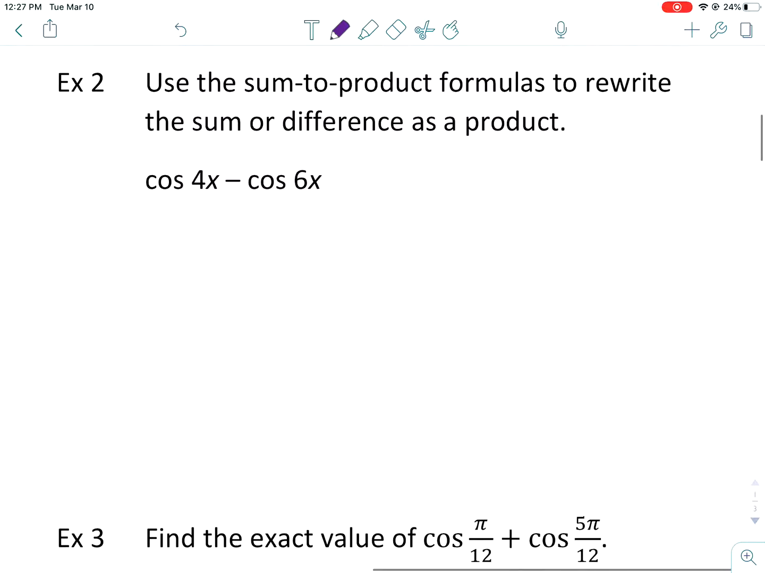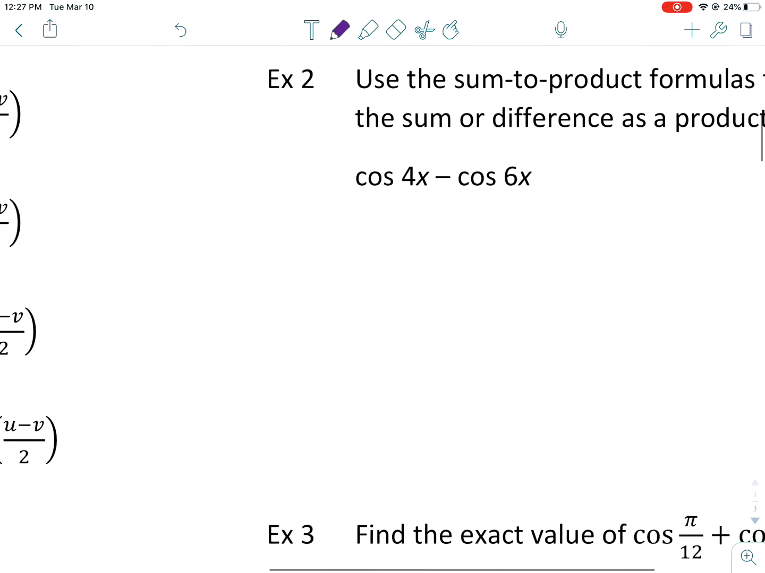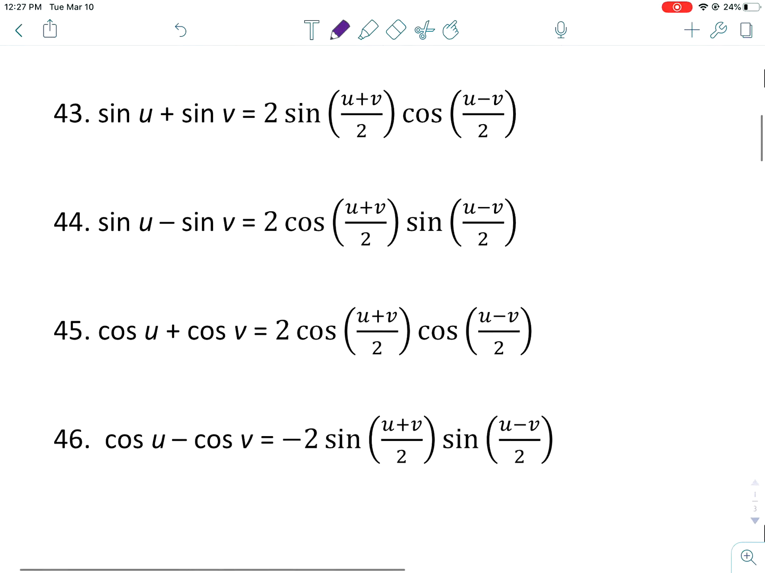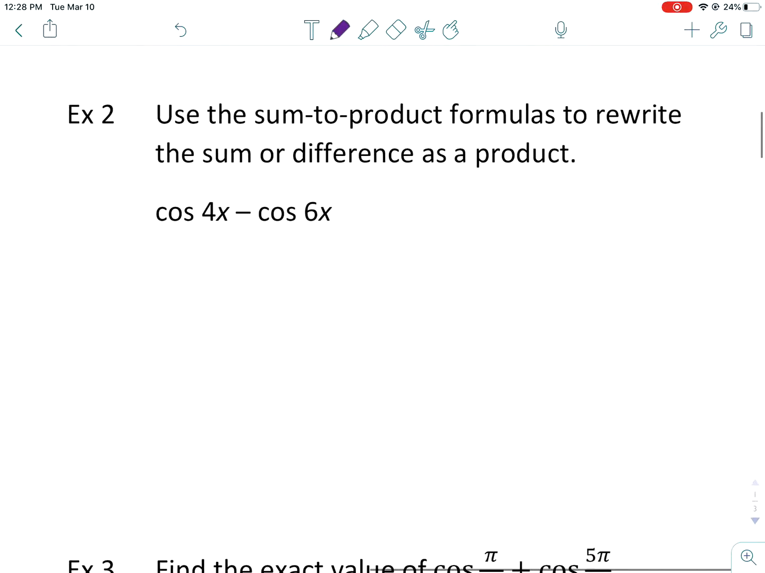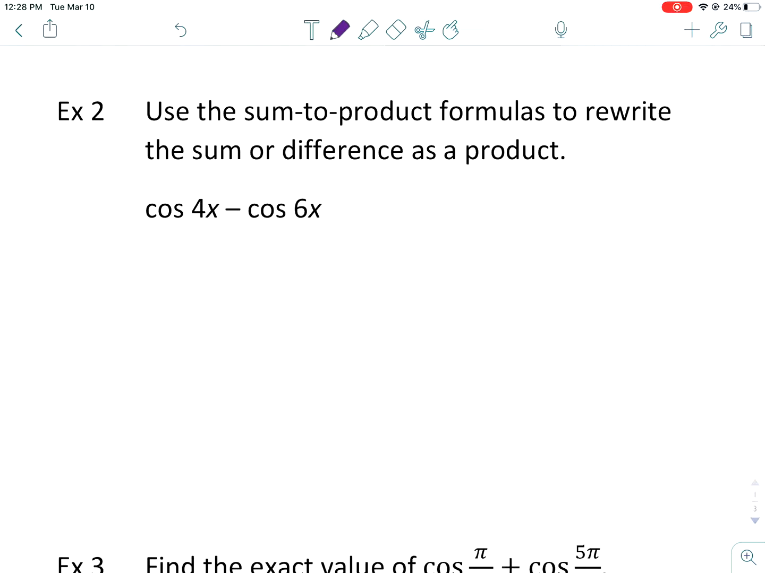Not too terrible. All right, let's look at the sum to product. So this is the opposite. You're going to start off with either a sum or a difference, and you're going to change it to a product. So on example 2, we have cosine of 4x minus cosine of x. Again, we cannot subtract and get cosine of negative 2x. Cosine and sine do not work that way. So if we want to change this, we're going to have to use one of the formulas. That one was cosine minus cosine, so we're going to use number 46. So in the place of u, we're going to put 4x, and in the place of v, we're going to put 6x.